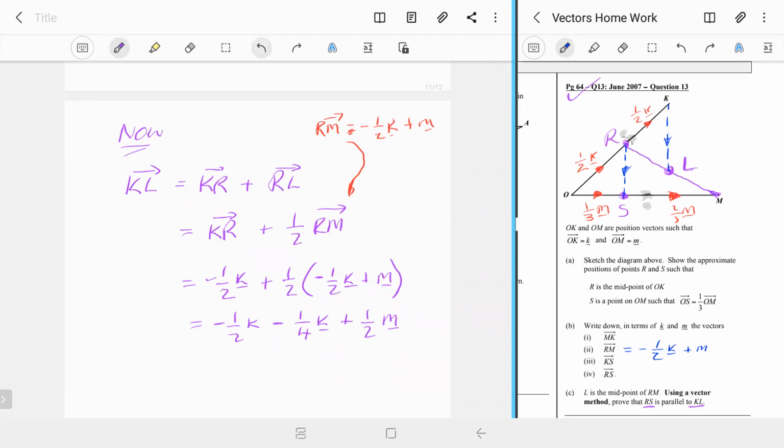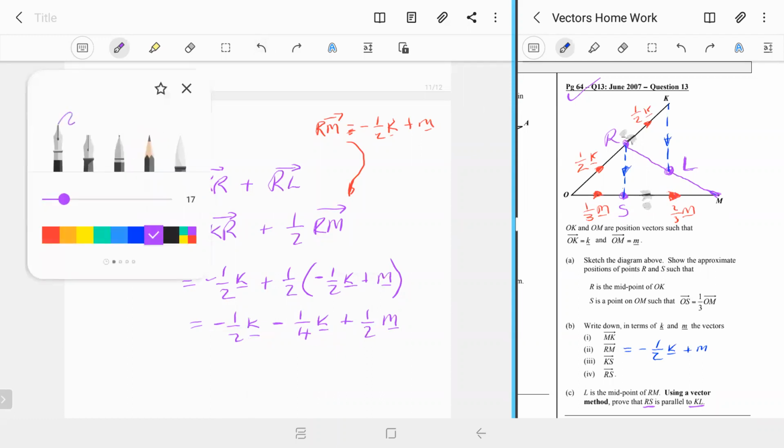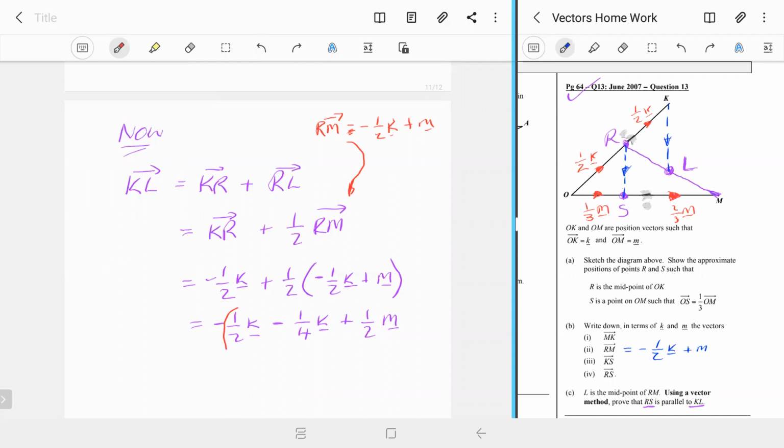Now, let me tell you something about vectors. You don't want to have multiple of the same components in your expression. You just want to have one K value and one M value. So I need to put these two K values together and get one K value in the equation. You see this half right here is the same as two quarters.